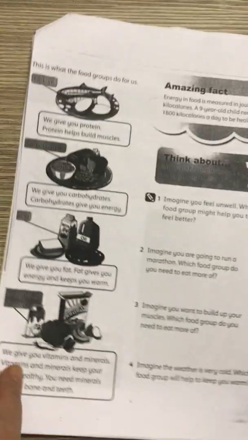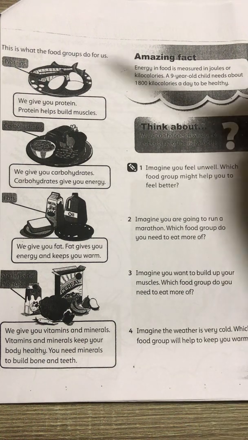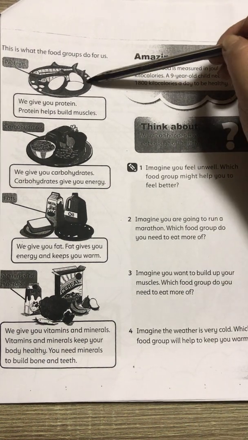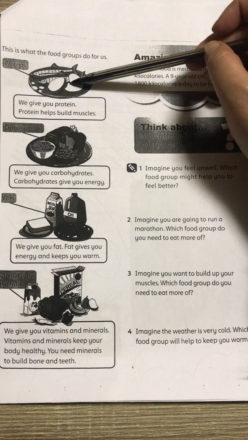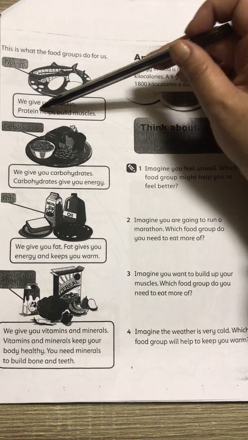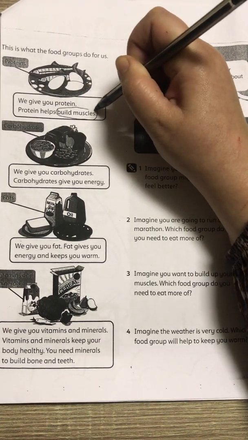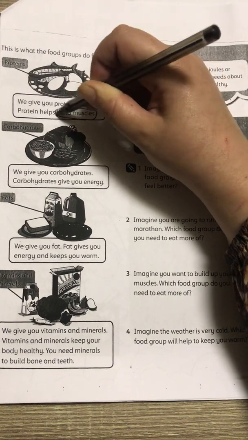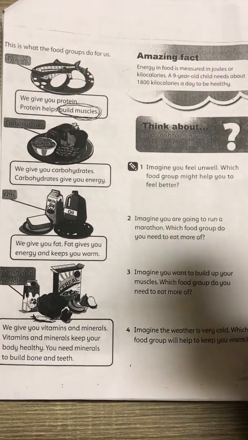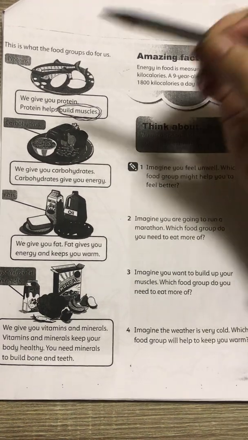Now, if we look on the next page, it will tell us what the food groups do for us. Our proteins, oh yay, clearer pictures. We see some fish and eggs. Eggs are also a source of protein. So it says, we give you protein. Protein helps to build muscles. I want you to circle build muscles. That is what protein helps you with. You need muscles to be able to move different parts of your body. Without muscles, you won't be able to do that. So protein helps you build muscles.